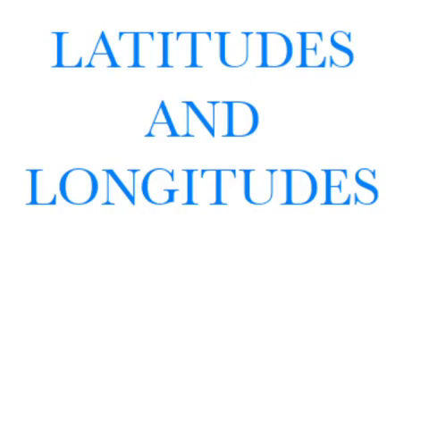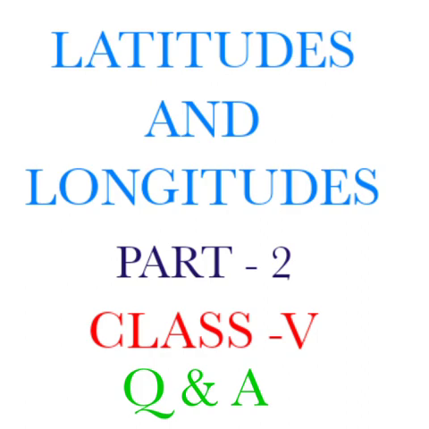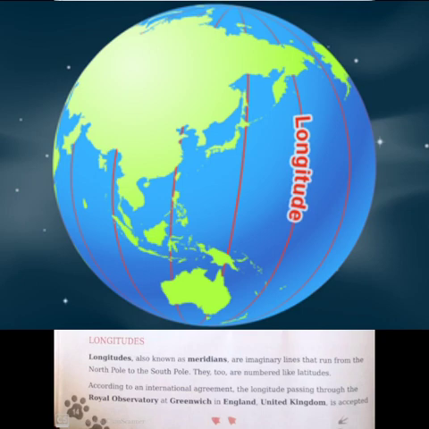Hello students, we have already discussed the first part, which is latitude. Today we will discuss the second part, longitudes. The longitudes are also known as meridians. These are imaginary lines that run from North Pole to South Pole. They too are numbered like latitudes.